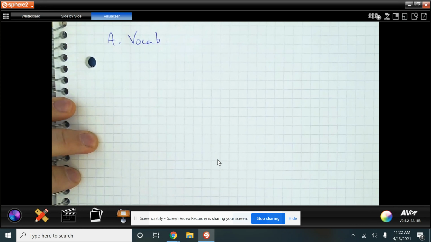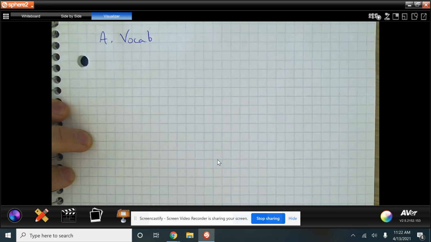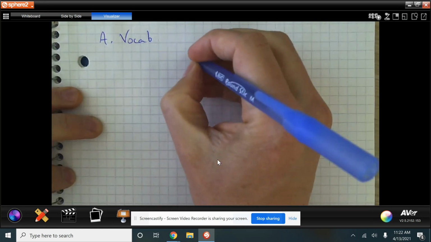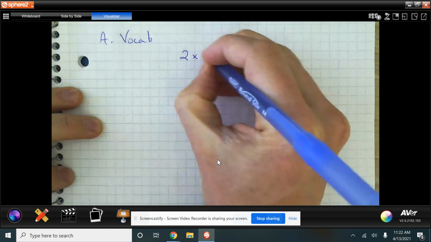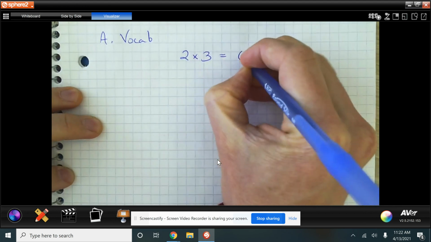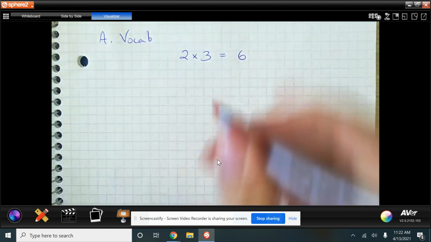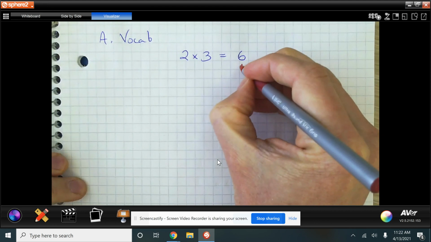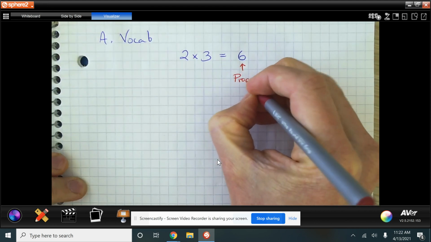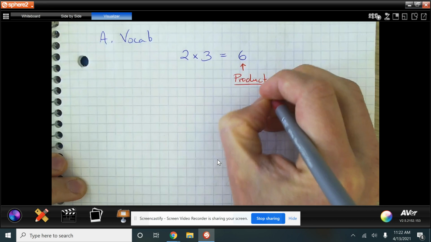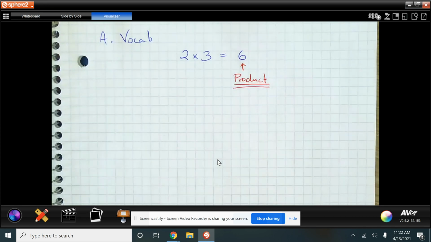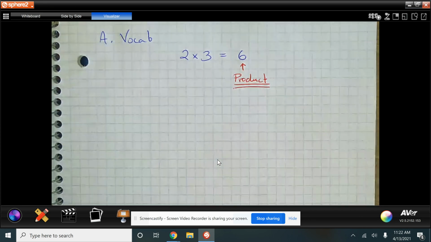So back in the 5th grade, you learned to multiply, and your teacher gave you this little vocab. She taught you that 2 times 3 equals 6, and she told you that that 6 was called a product. And then she told you something that you forgot.